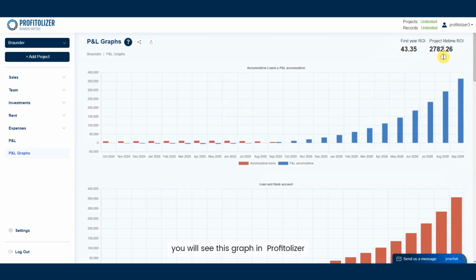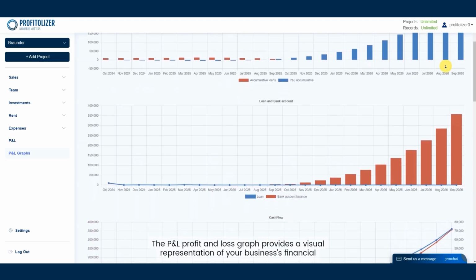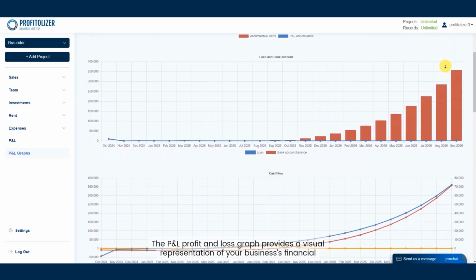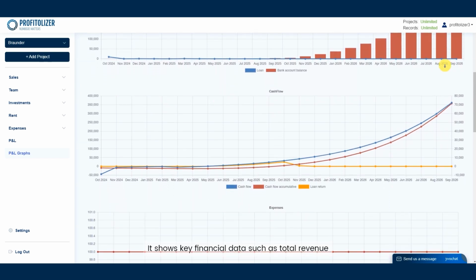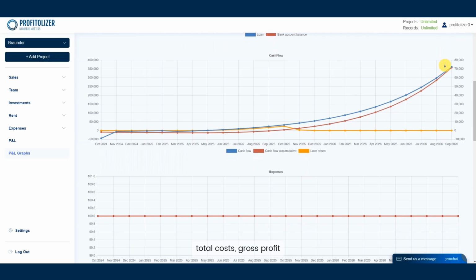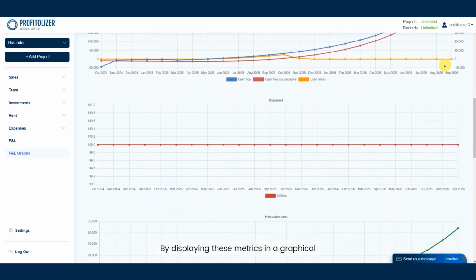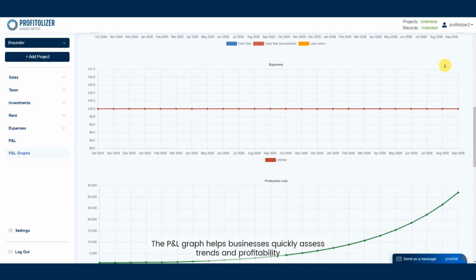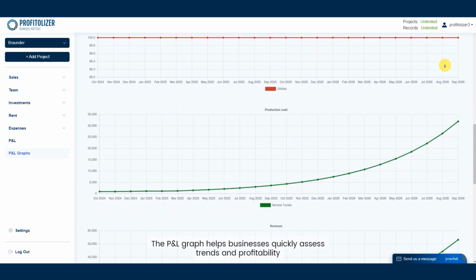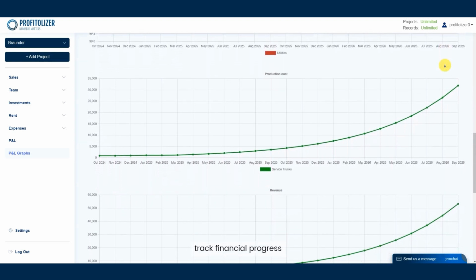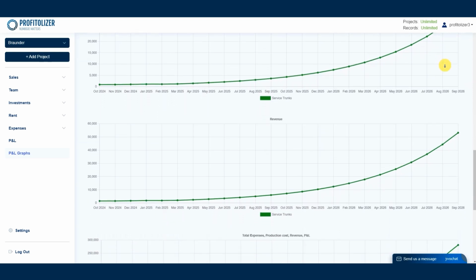In Profitolizer, the P&L, profit and loss graph provides a visual representation of your business's financial performance over time. It shows key financial data such as total revenue, total costs, gross profit, and net income. By displaying these metrics in a graphical format, the P&L graph helps businesses quickly assess trends in profitability, track financial progress, and make informed decisions based on their financial outcomes.